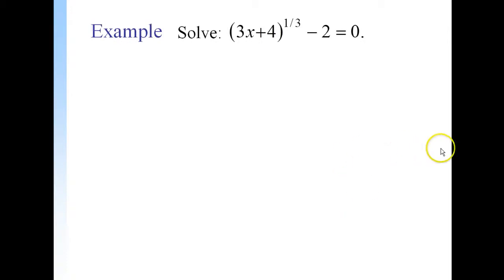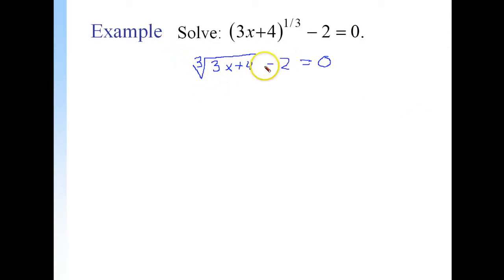So now let's look at this one here. This is a little variation of it. I like to see these written this way. The third root of 3x plus 4 minus 2 equals 0. Now remember, this is a good way too, but I like it this way. Why? Because you actually see the index number, 3.